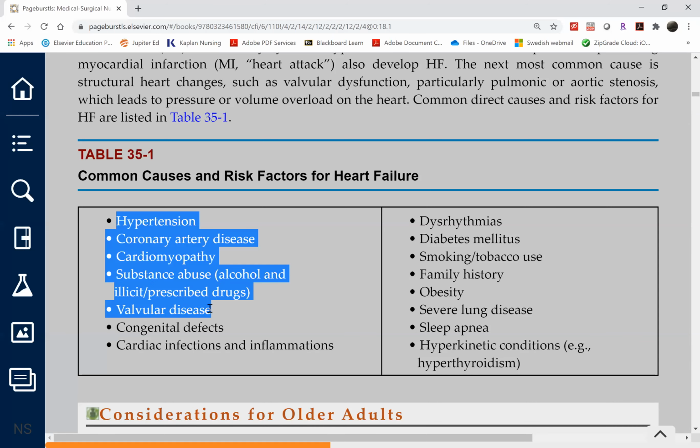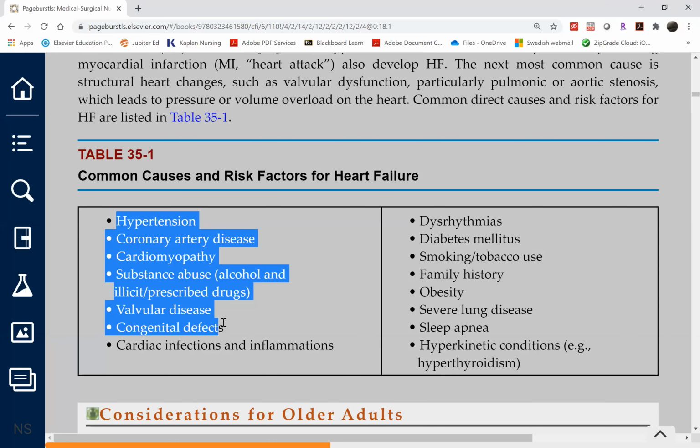Let's move on to valvular disease. So either you have a valve that will not open or will not completely close. What happens to the afterload? Increased. Increased afterload again, because there's higher resistance now, this time not imposed by the vessel, but imposed by the heart valves.